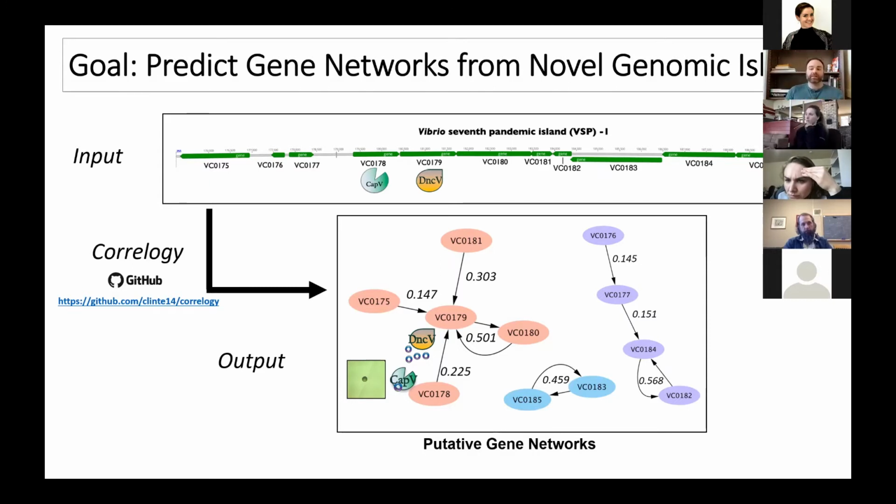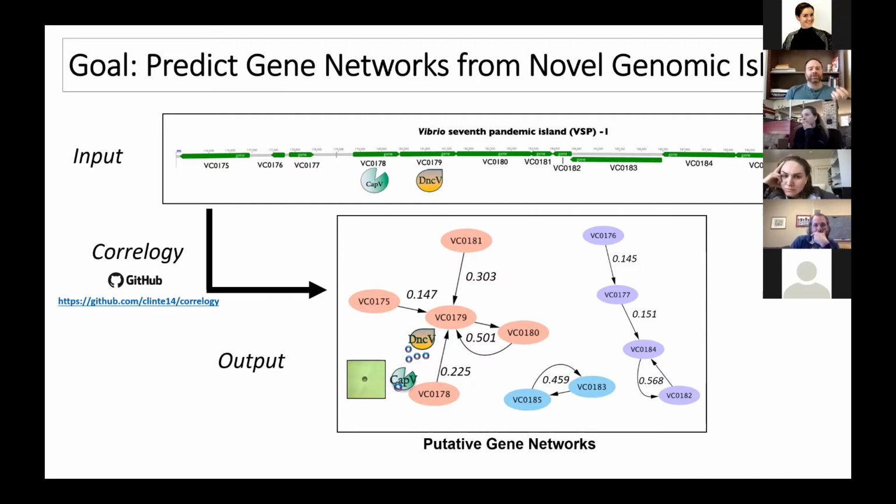It takes a novel genomic island, like the 11 genes in the top of the VSP1, and what you get as output is a visualization of a putative gene network. And each gene becomes an oval, and the strongest relationship between genes is shown. So this is actual output from my software. And one of the things you'll notice is it actually accurately reflects the relationship between CAPV and DNCV that the Waters team had previously discovered.